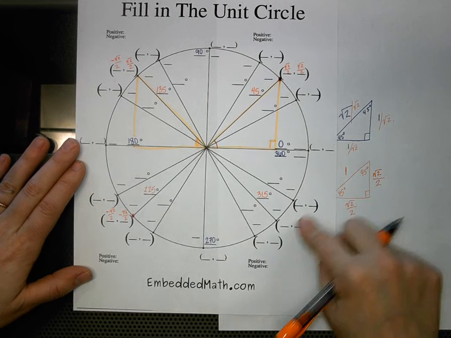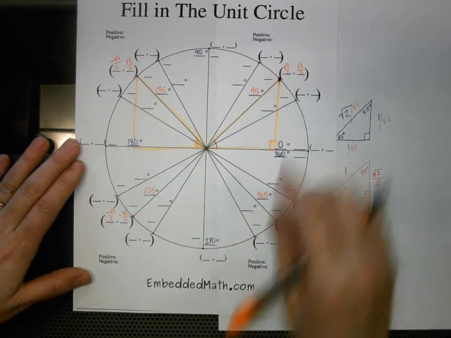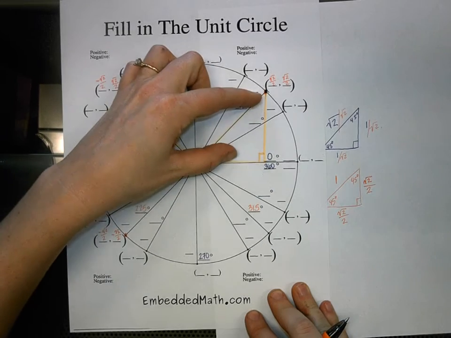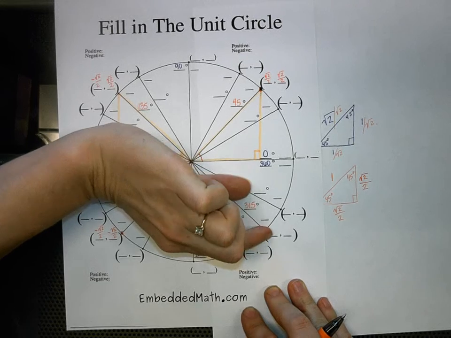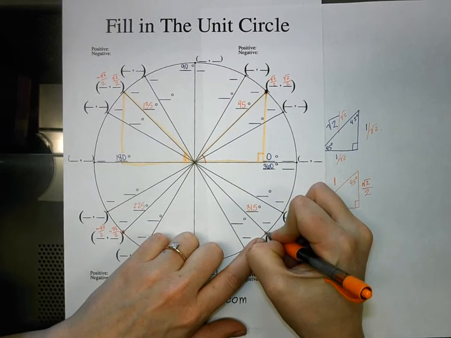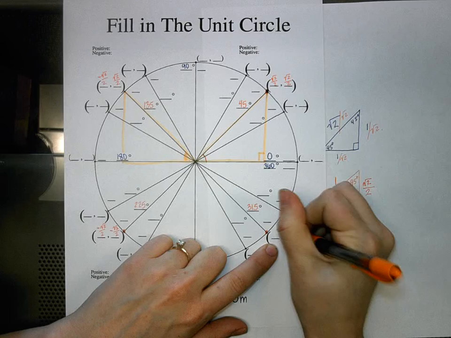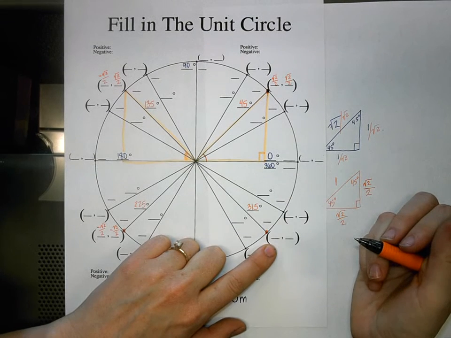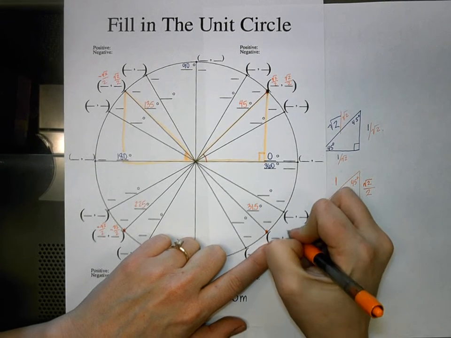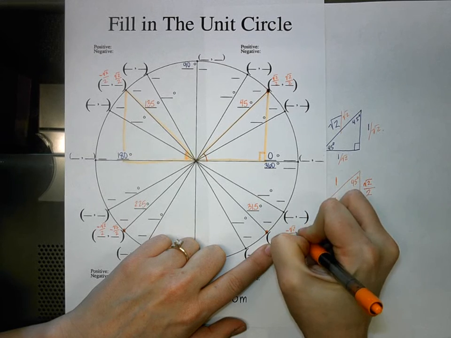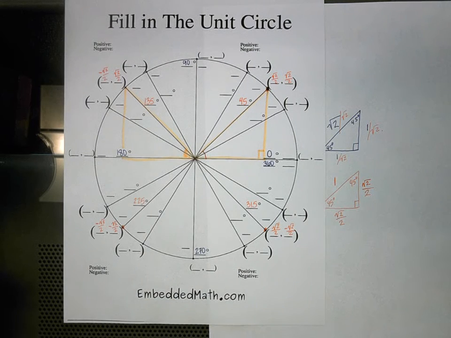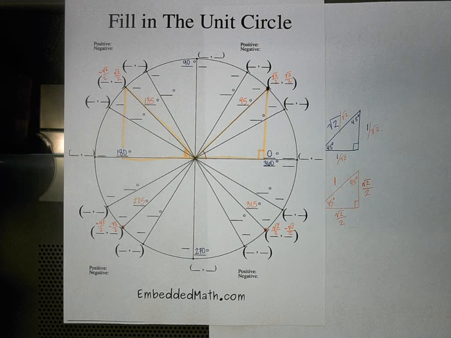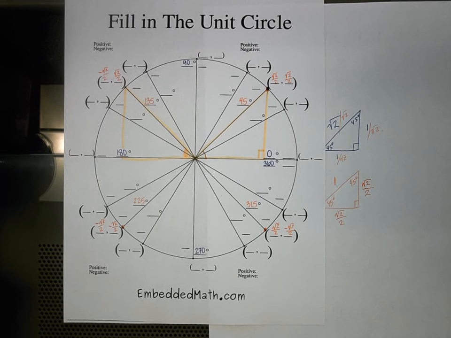Okay, and then in quadrant 4, I could reflect this triangle down and literally reflect this point over to be right here at 315. Which value is negative in quadrant 4? The y. The y value is negative, so that means the x value is positive. Okay, so those are all the 45 degree triangles in the unit circle.